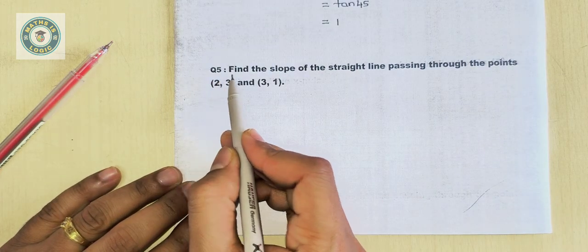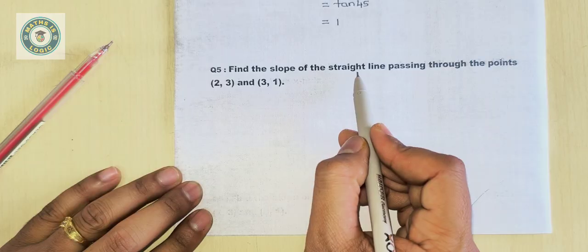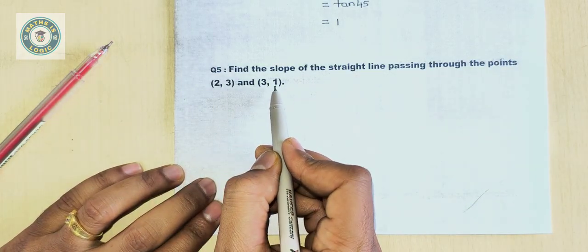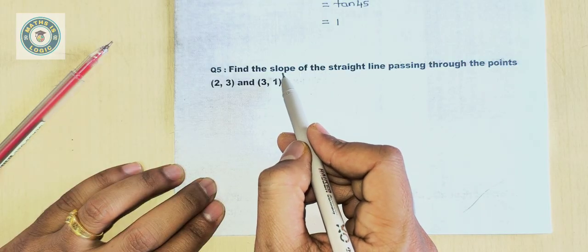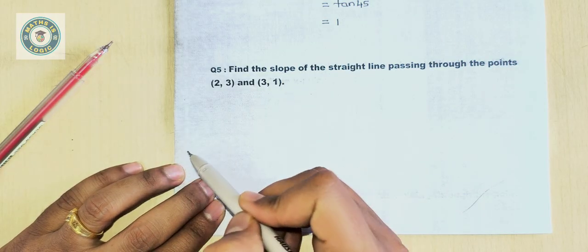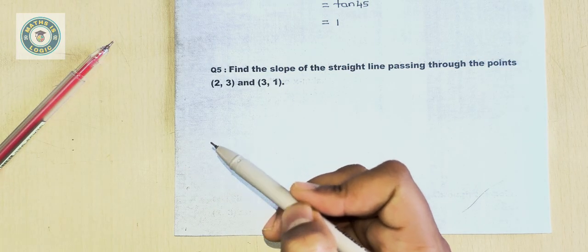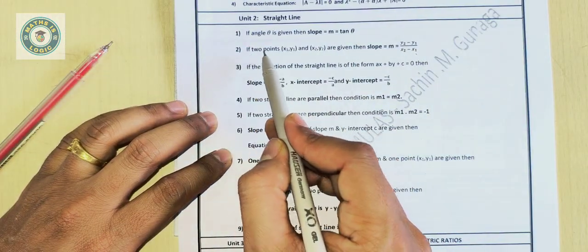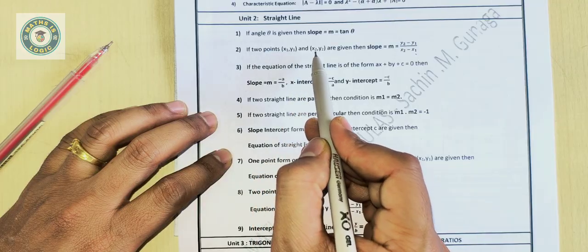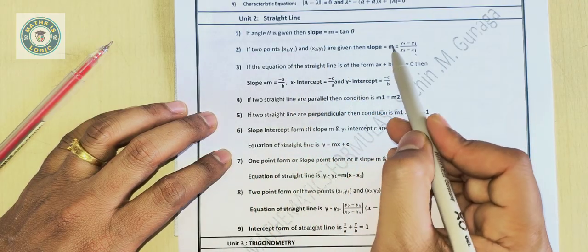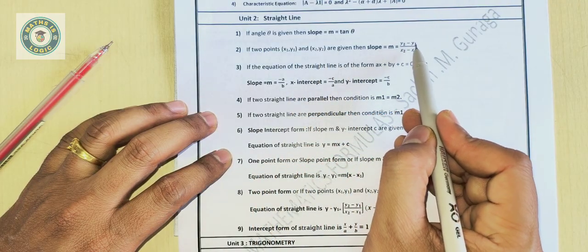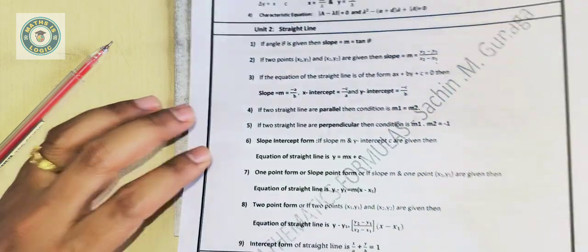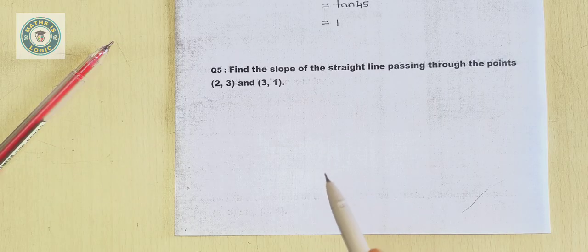Next question. Question number 5. Find the slope of the straight line passing through the points (2, 3) and (3, 1). So here also we need to find the slope value. Again, in the straight line chapter there is a formula: if two points (x1, y1) and (x2, y2) are given, then the slope formula becomes (y2 minus y1) divided by (x2 minus x1). To solve this example we are going to apply that formula.